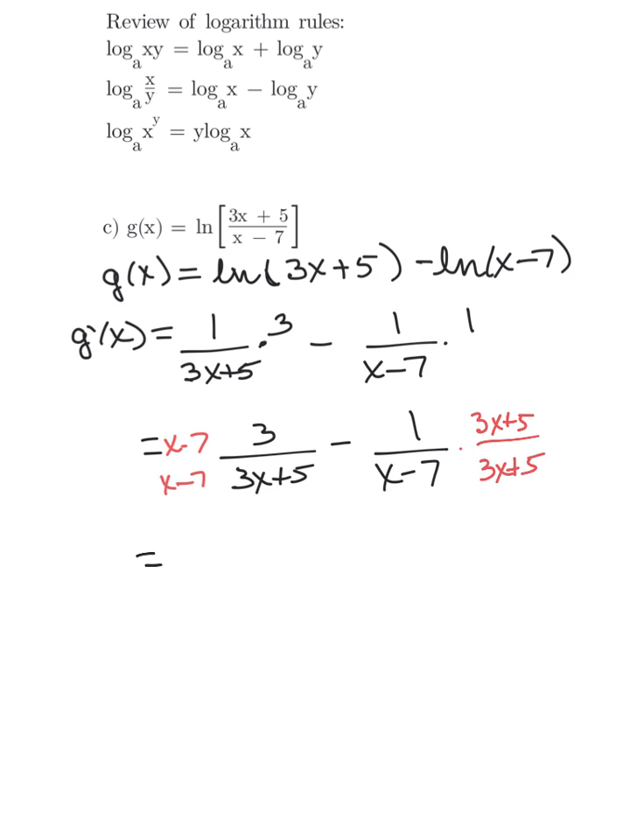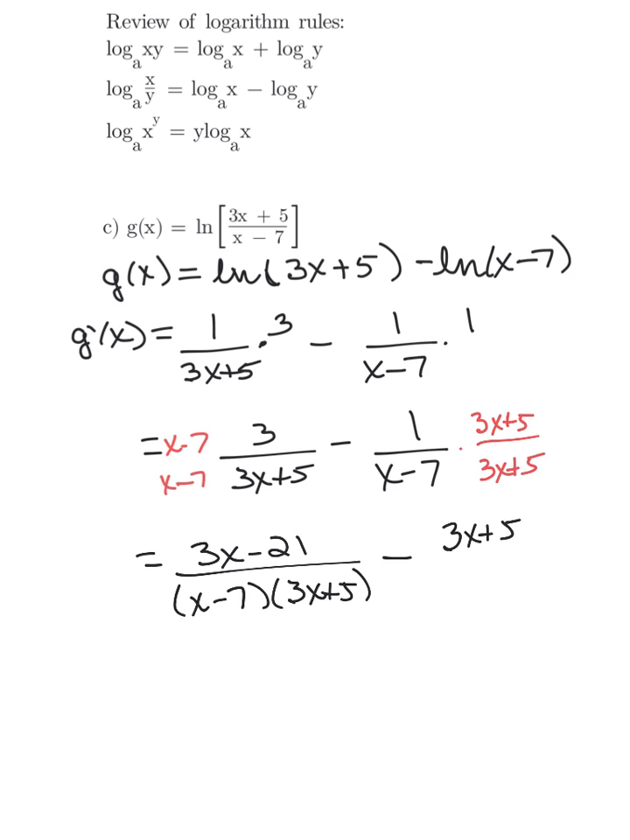So if I do that, the numerator of the left-hand fraction, distribute your 3, you're going to get 3x minus 21 over our LCD of x minus 7 times 3x plus 5, minus 1 times 3x plus 5 gives me 3x plus 5 over our LCD, x minus 7 times 3x plus 5.